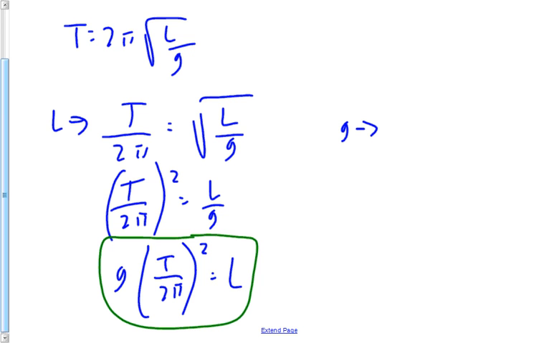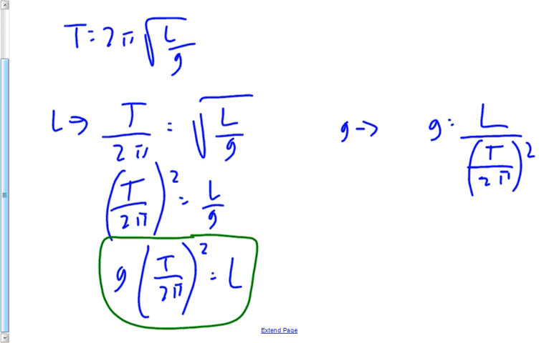Want to solve for G? When we go to the step that we just went to, G is equal to G times T over 2 pi squared, and then let's take the T over 2 pi squared down by dividing. So G becomes equal to L over T over 2 pi squared.